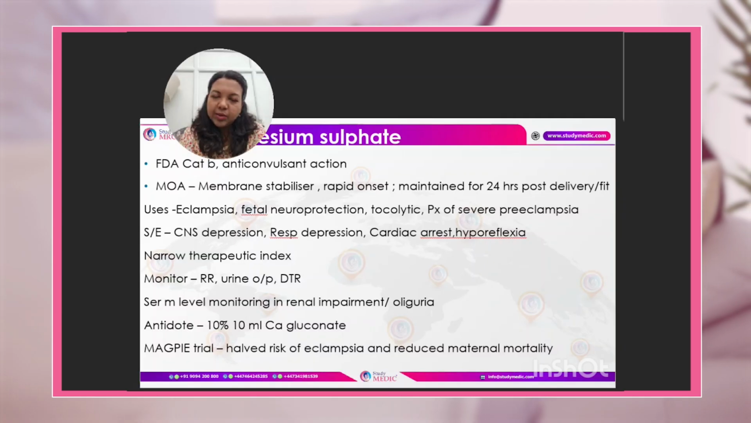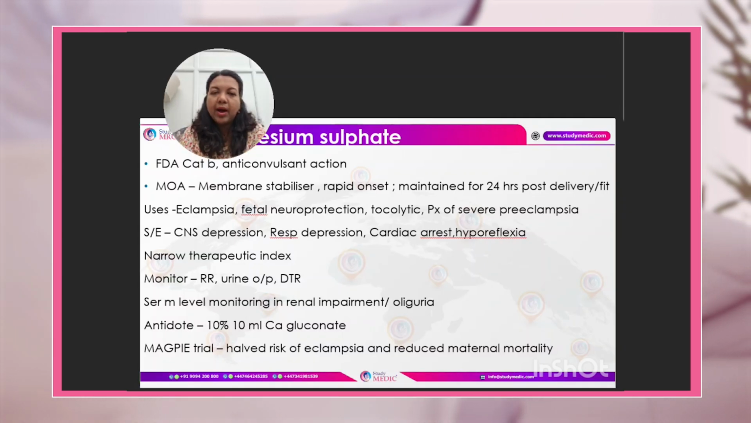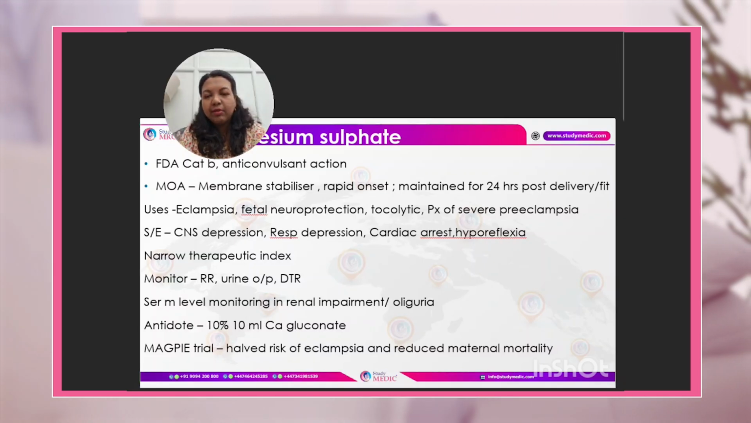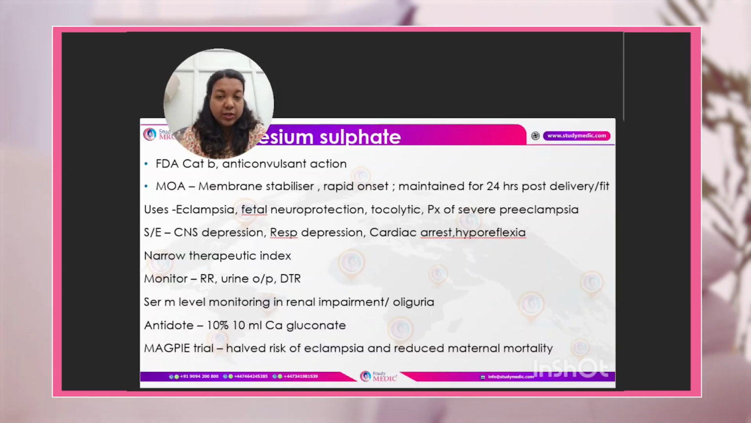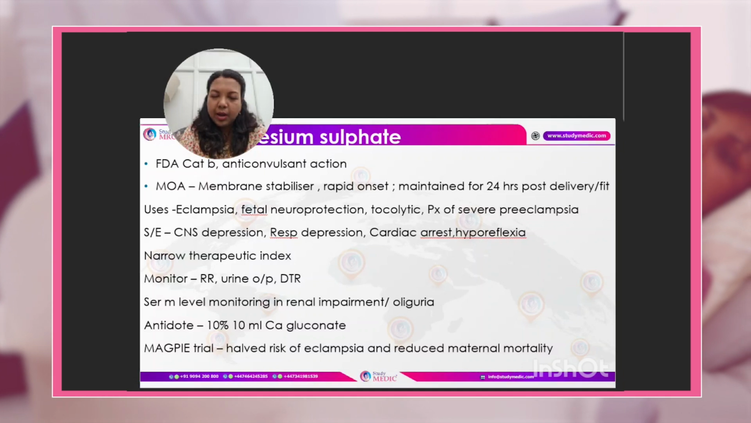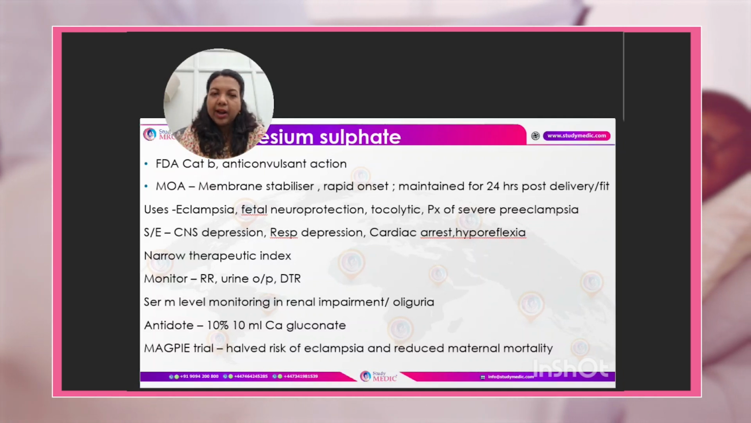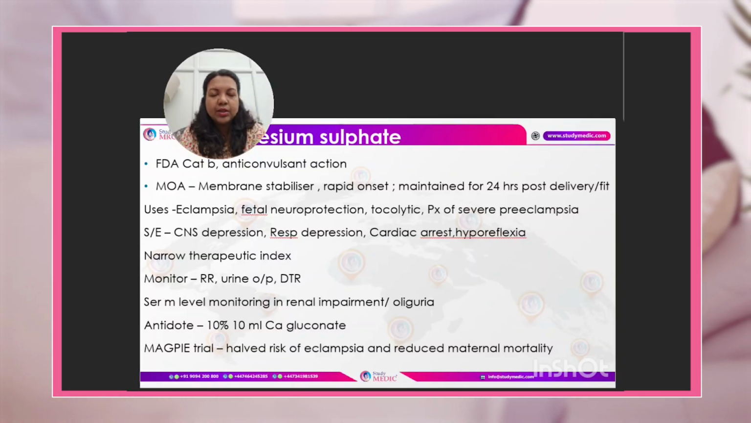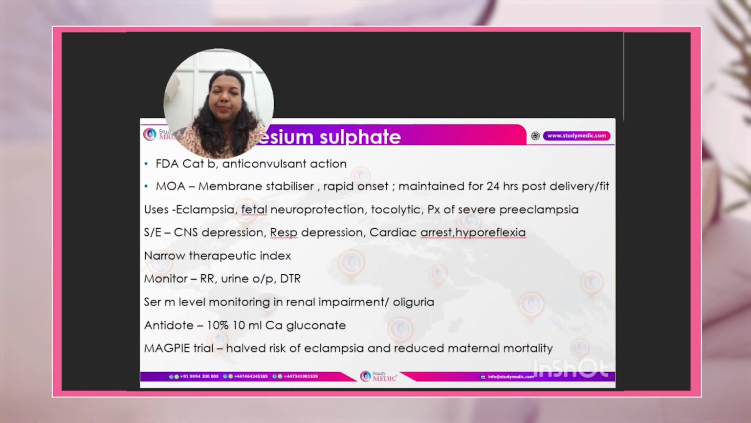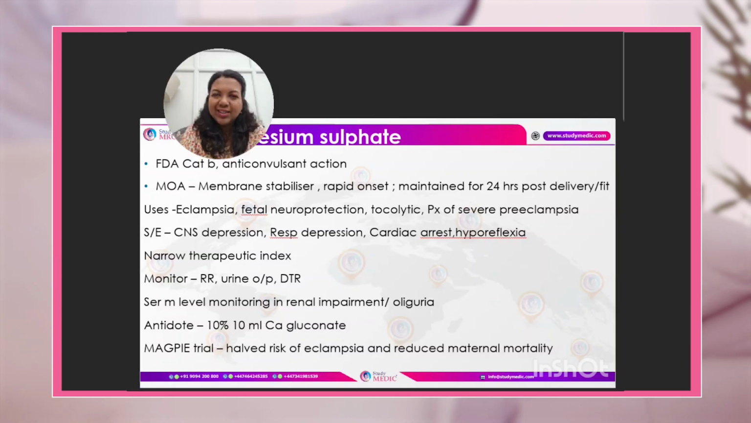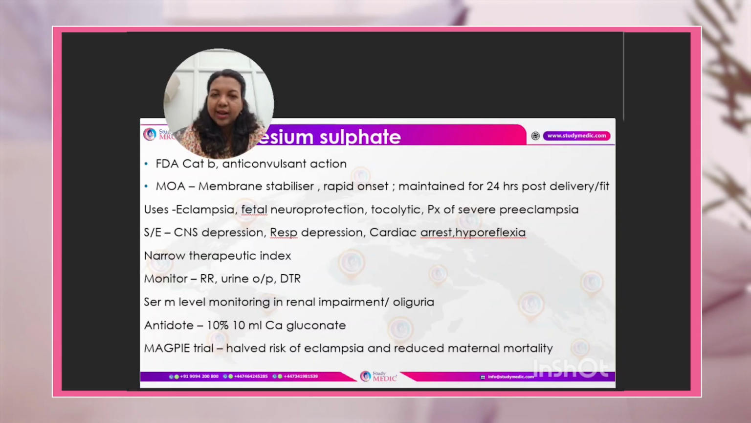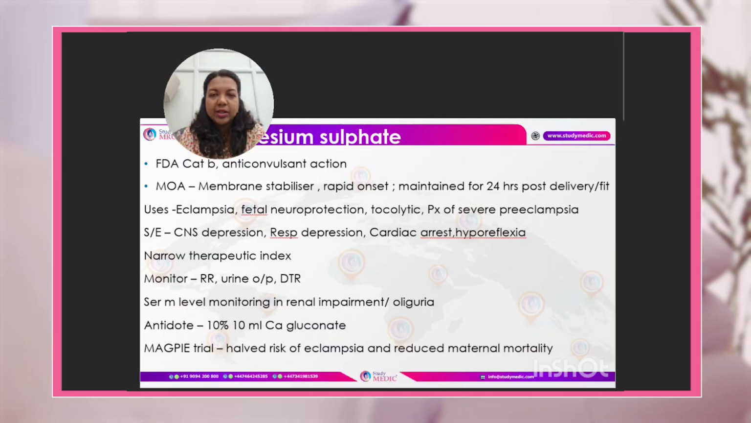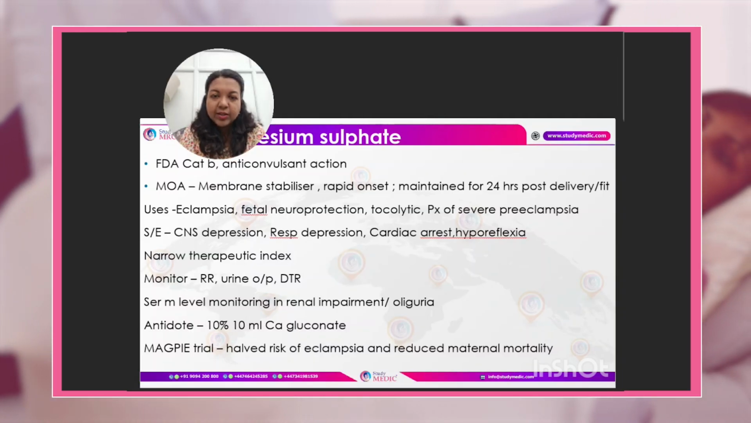It is started with a dosage of 4 grams loading dose, followed by 1 gram per hour over 24 hours after the delivery or after the last seizure, whichever is later. It is used in eclampsia, severe preeclampsia, or in case of impending eclampsia. Also, it is used for fetal neuroprotection. Side effects are respiratory depression, CNS depression, cardiac arrest, loss of reflexes. So while we are giving the medication, we have to monitor the woman with the urine output, respiratory rate, as well as the deep tendon reflexes.